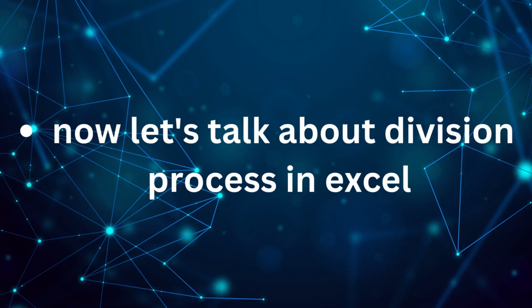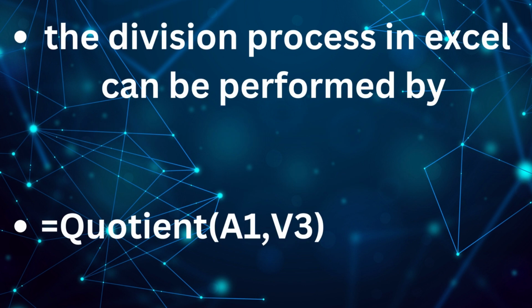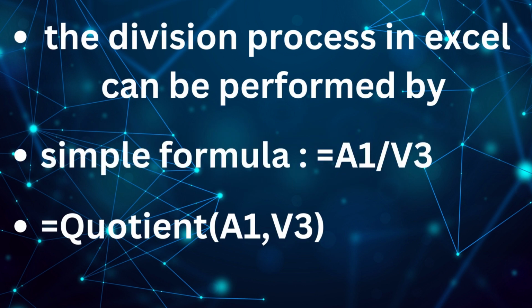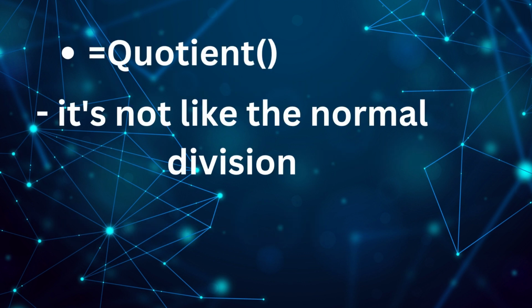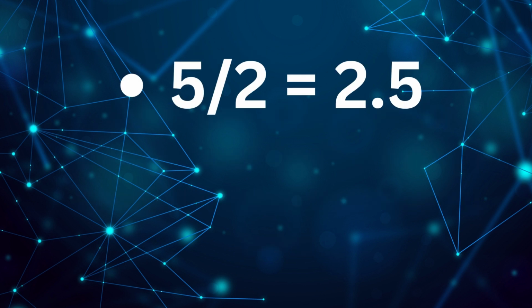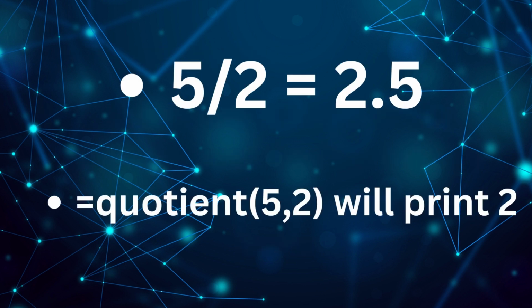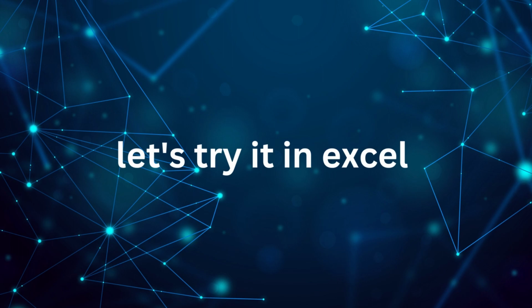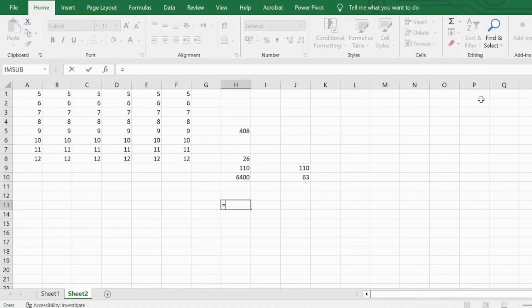Now let's talk about the division process in Excel. The division process in Excel can be performed by the simple formula and the QUOTIENT function. But let's talk about QUOTIENT because it is not like normal division. QUOTIENT prints the integer of the division and doesn't print any number after the decimal point. For example, 5 divided by 2 is 2.5, but QUOTIENT of 5 and 2 will print 2. Let's try it in Excel.